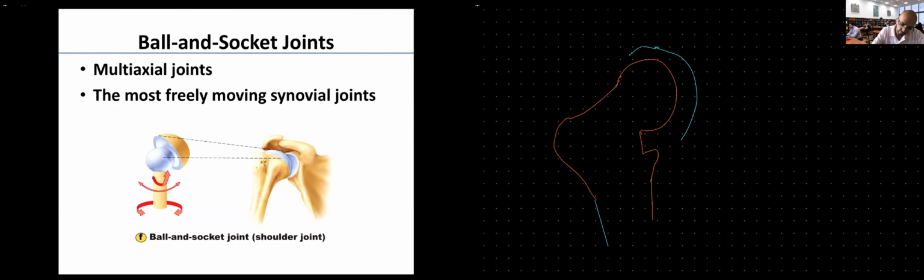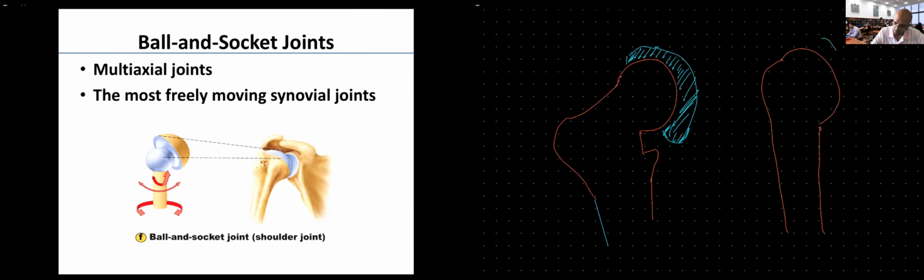The type of synovial joint that provides you with the widest range of motion is going to be the ball and socket. And we have two famous examples of ball and socket joints. The first one is the articulation between the head of the femur and the acetabulum. The head of the femur here is going to be the ball, and the socket is going to be the acetabulum. And the other example is going to be the head of the humerus and the glenoid cavity of the scapula. Those are the two examples of ball and socket joints.